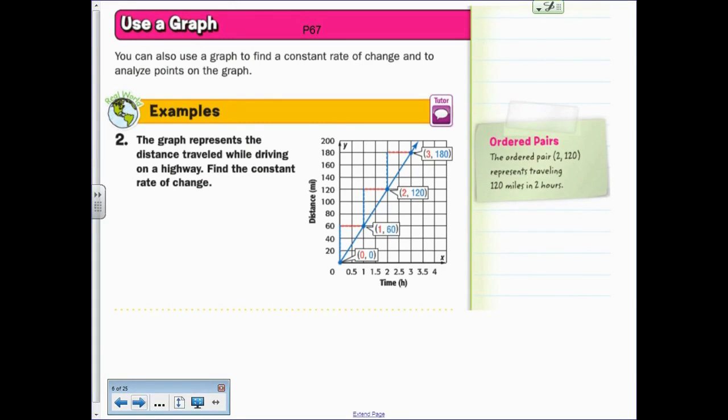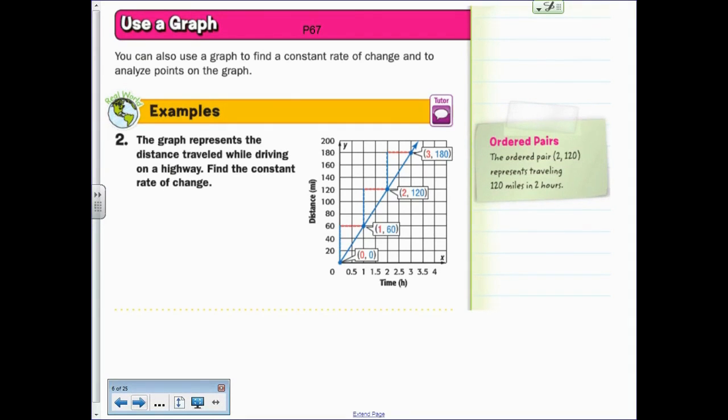Let's take a look at example 2. You can also use a graph to find a constant rate of change and analyze points on the graph. The graph here represents the distance traveled while driving on a highway. Find the constant rate of change.